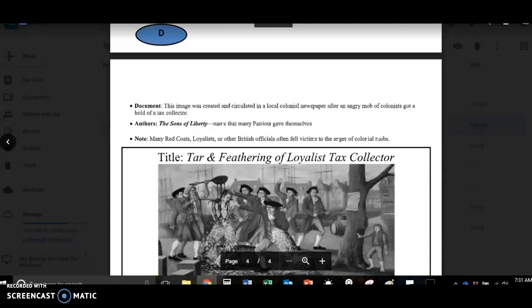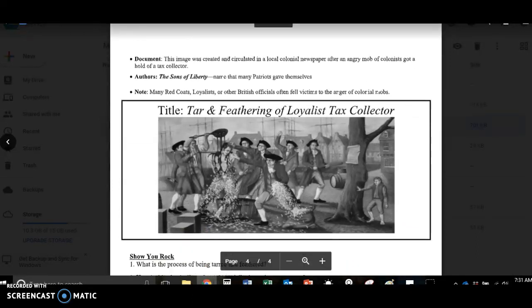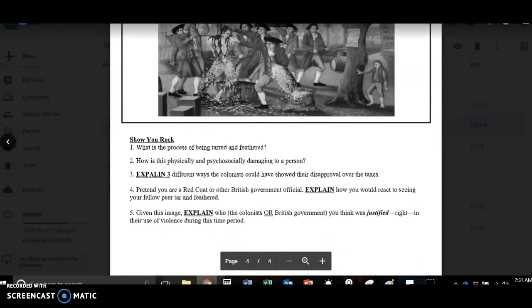All right, let's take a look at document D. Again, before you go ahead and work on document D, please be sure to read the 5 Show You Rock questions on your own in order to identify what exactly you should be looking for. Once you're done reading those 5 questions, go ahead and restart the podcast.